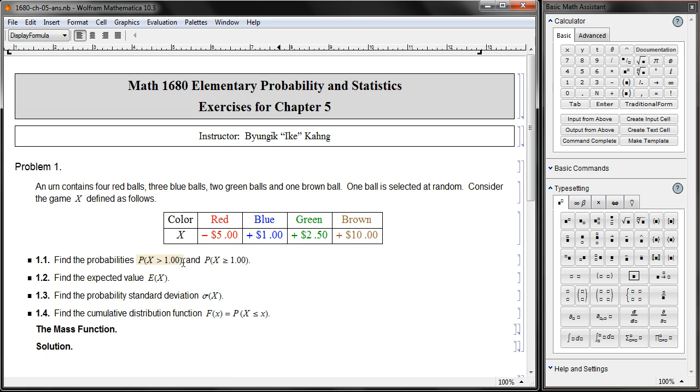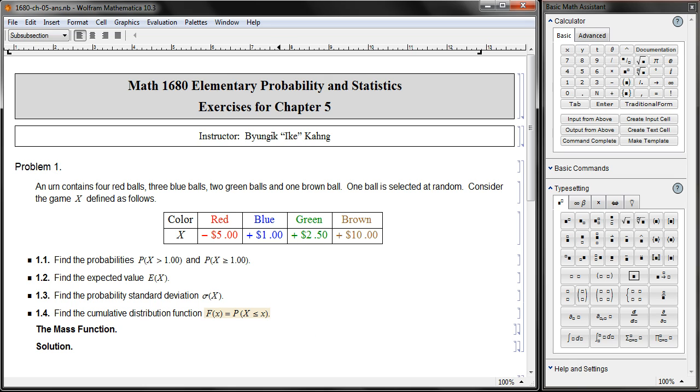Find the probabilities that this game yields payoff value strictly greater than 1 versus greater than or equal to 1. There's a subtle difference. Next, find the expected value. Do you remember the expected value formula? If you don't, now is a good time to review it. Same for the probability standard deviation. Variance and its square root is standard deviation, but how do you find those? Well, maybe it's a good idea to stop this recording and look up the formulas.